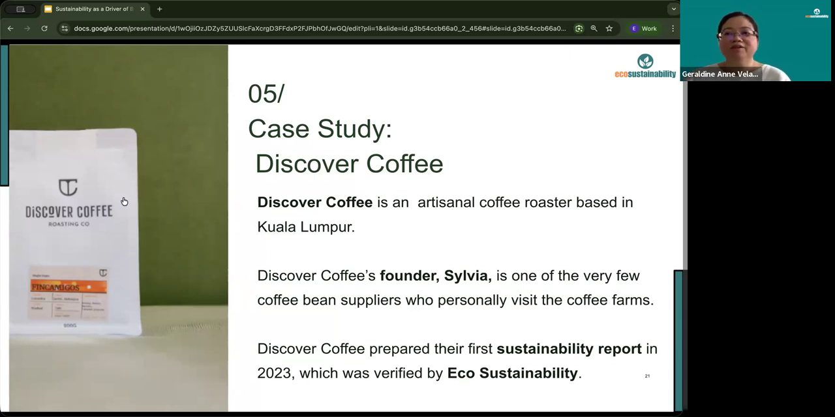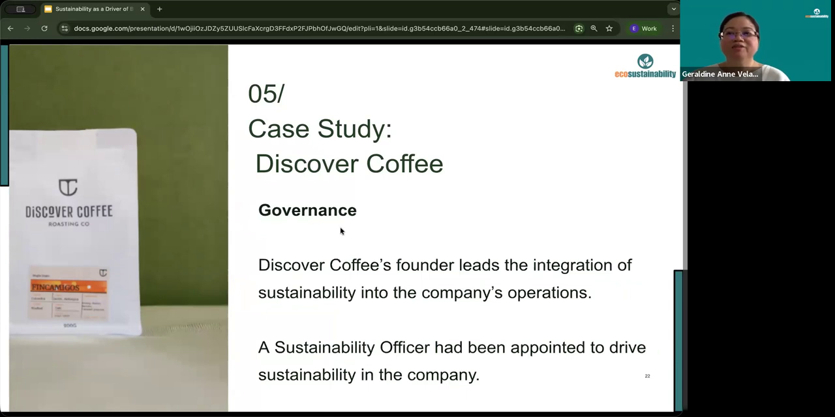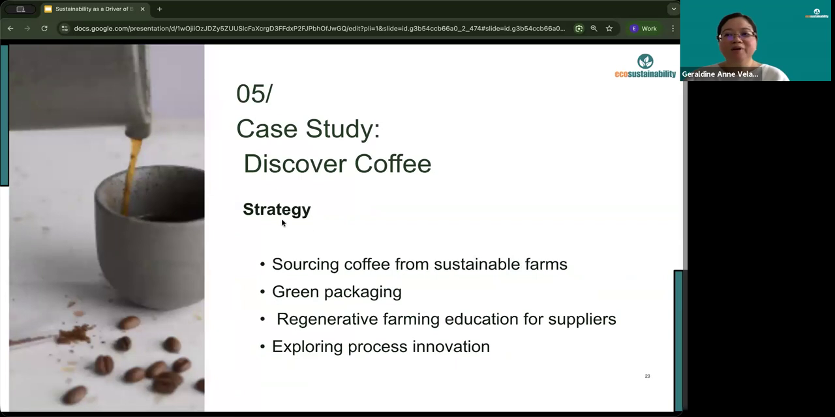Discover Coffee's founder leads the integration of sustainability into the company's operations. A sustainability officer had been appointed to drive sustainability in the company. As part of their strategy, Discover Coffee sources coffee from sustainable farms, uses green packaging, and conducts regenerative farming education for suppliers.